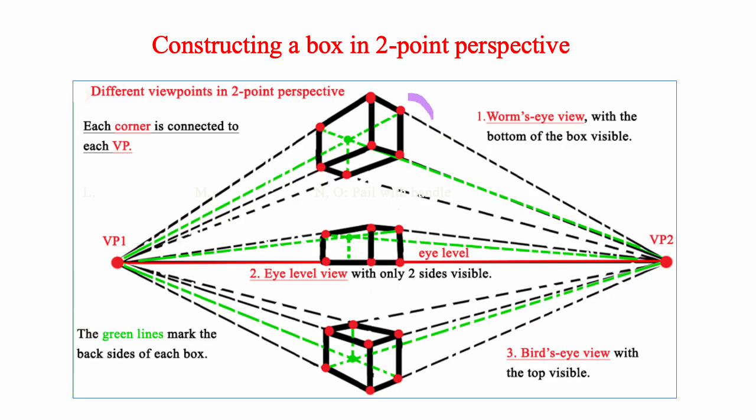In a worm's eye view, we see the bottom of the box. In a bird's eye view, we see the top of the box. And in an eye-level viewpoint, we only see two sides. We don't see the top or the bottom. And make sure you identify these hidden corners in the back.